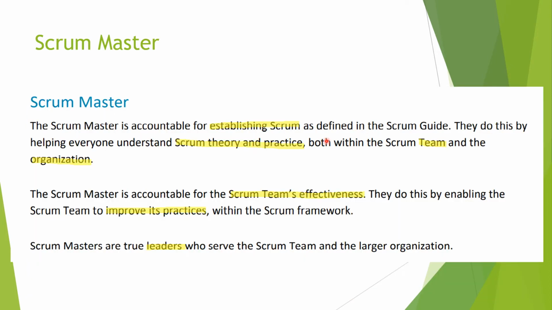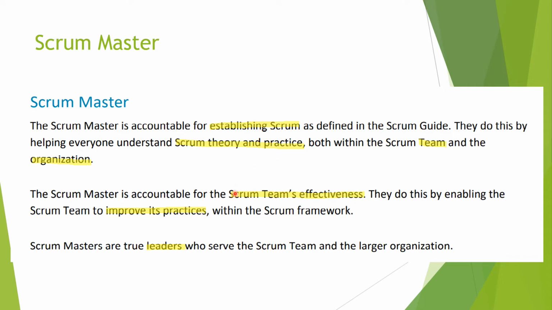And who is a Scrum Master? As per the Scrum Guide, the Scrum Master is accountable for establishing Scrum. He is the person who establishes Scrum as defined in the Scrum Guide. You don't need to know anything other than the Scrum Guide; it's very nicely explained by Ken and Jeff themselves. How do they establish Scrum? By helping everyone understand Scrum theory and practice, both in the team as well as the organization. You need to help them with the Scrum practices and theories.